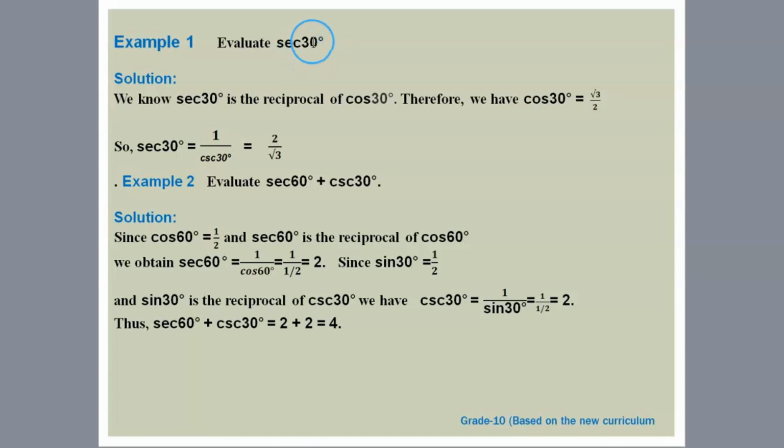Example 1: evaluate sec 30 degree. Sec is the reciprocal of cos. We know that sec 30 degree is the reciprocal of cos 30 degree. Therefore cos 30 degree, as we saw with special angles, is root 3 over 2.